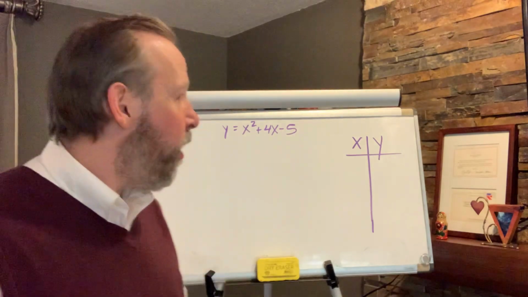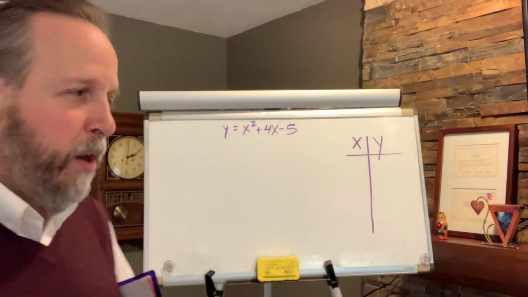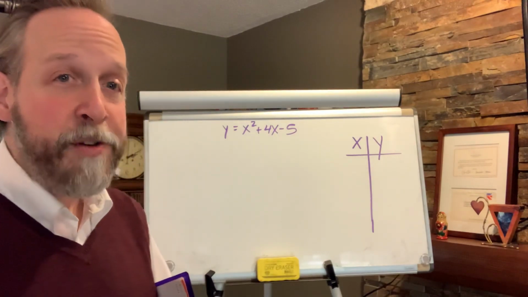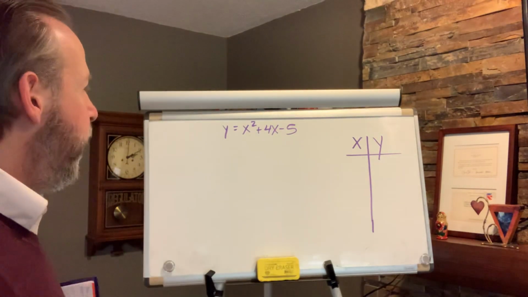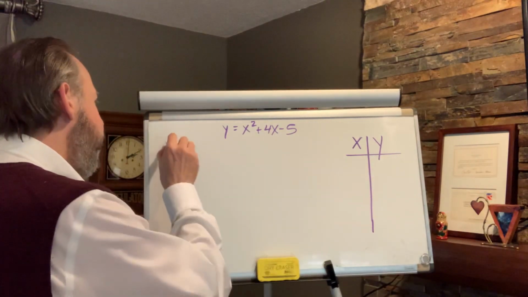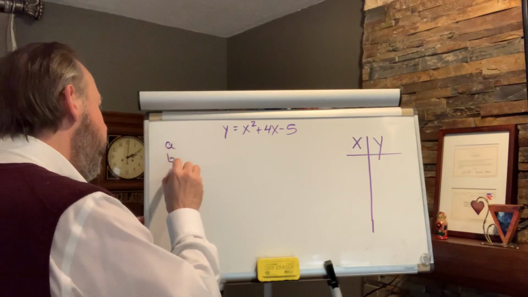Today we're going to go over the prompt that I had given you for homework and do a couple more examples on how we graph from quadratic equations in standard form. So here's the equation I gave you, y equals x squared plus 4x minus 5. I said we start off by identifying a, b, and c.